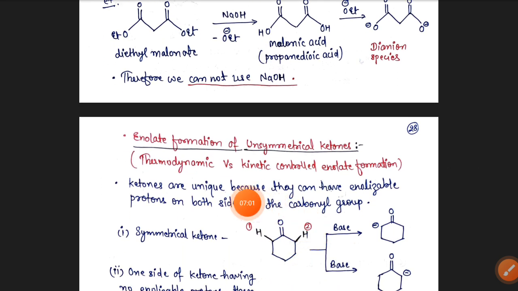Next, enolate formation of unsymmetrical ketones. In the next class I will discuss this.